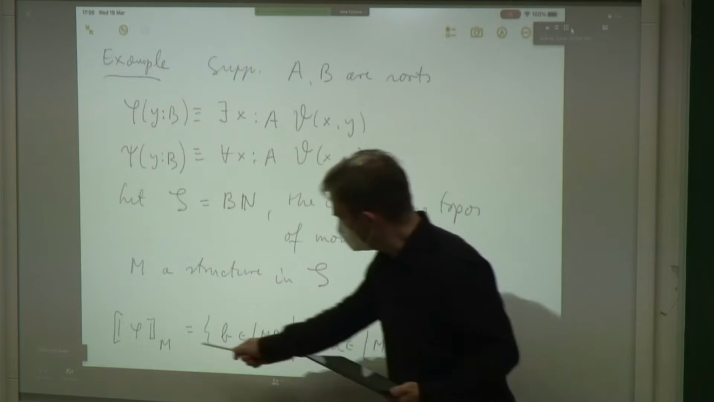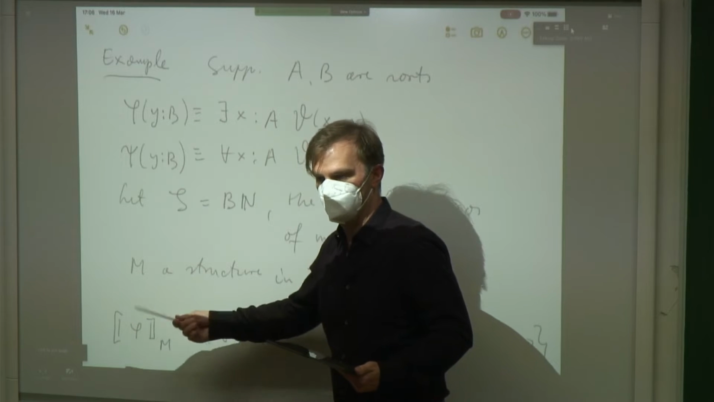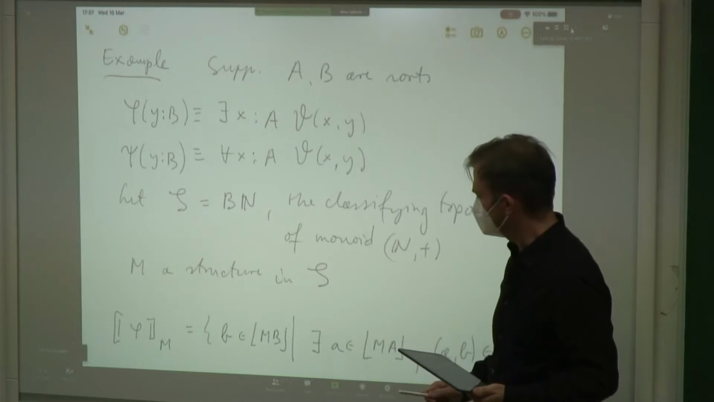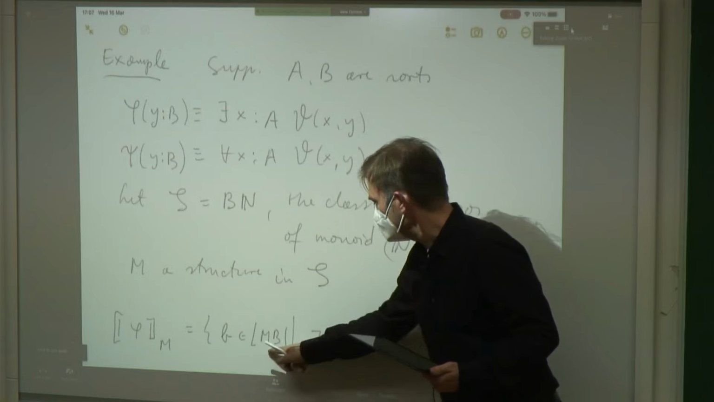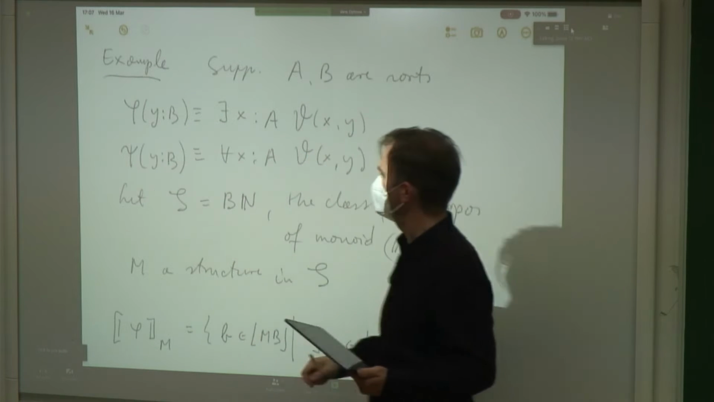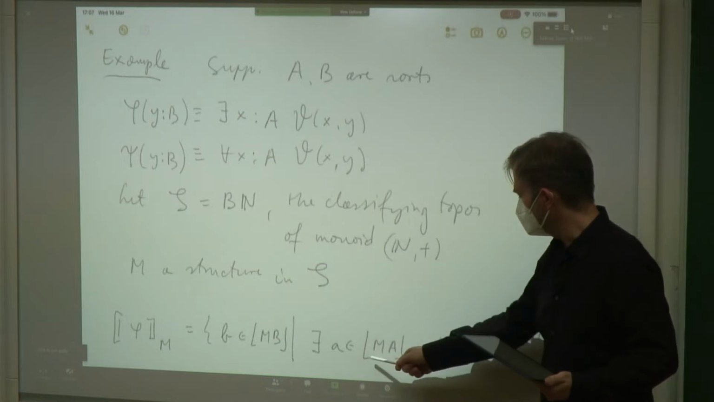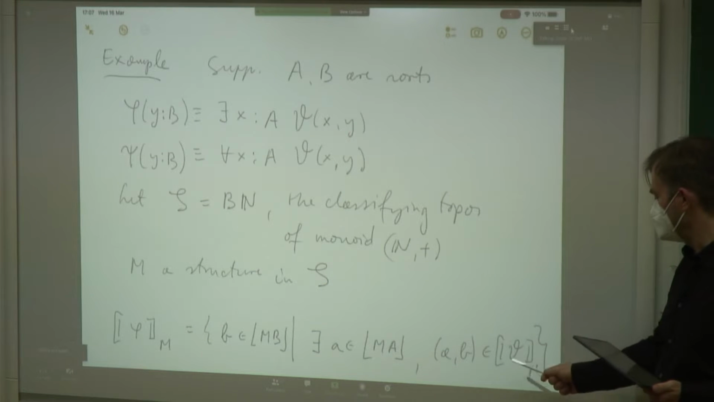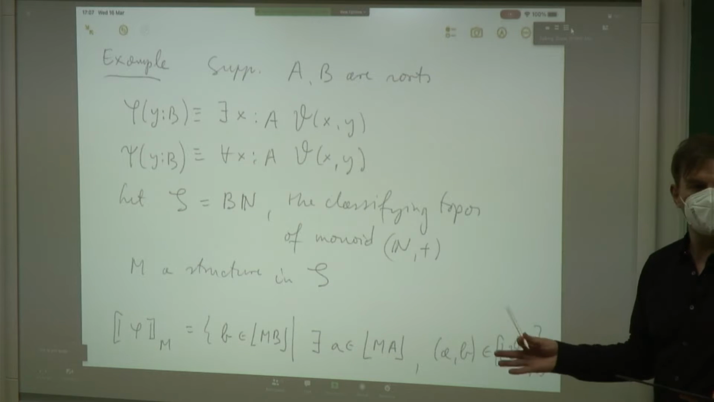So, okay, this object here, on the other hand, has to have an action of N. All right, so I'm defining an action of N. It's going to be the set of all B in the underlying set of MB, because this is the type of y, such that there exists A in the underlying set of MA, so that A, B belongs to the interpretation of theta inside M. That is pretty much as expected.